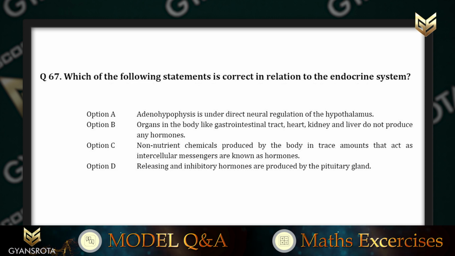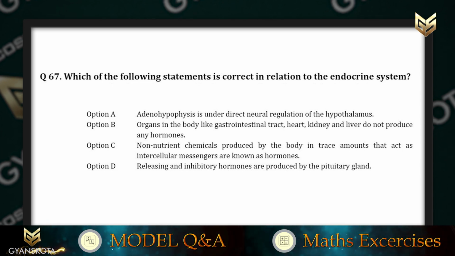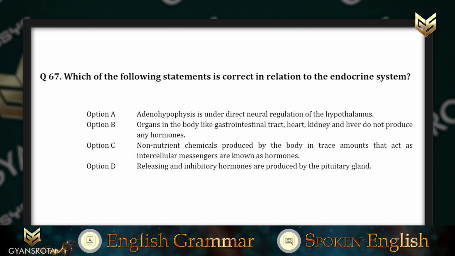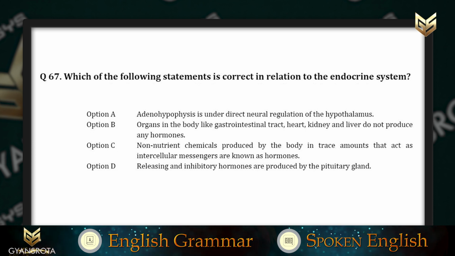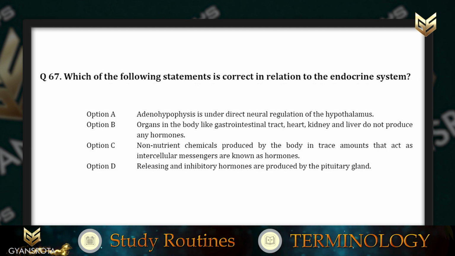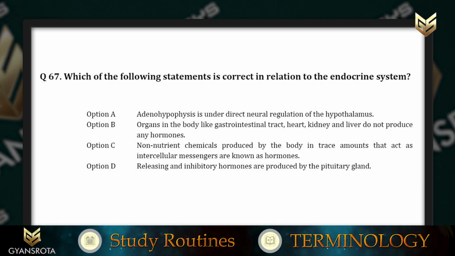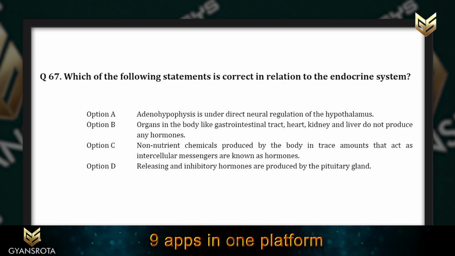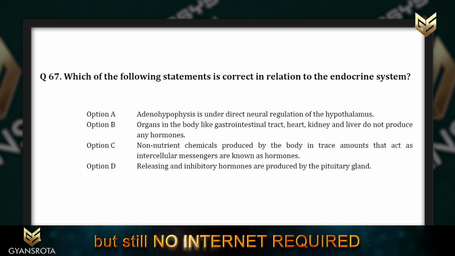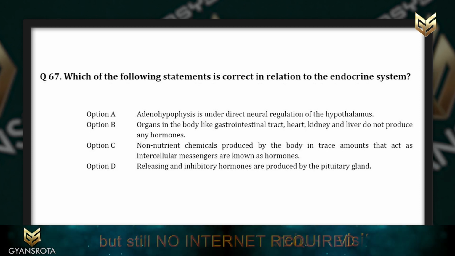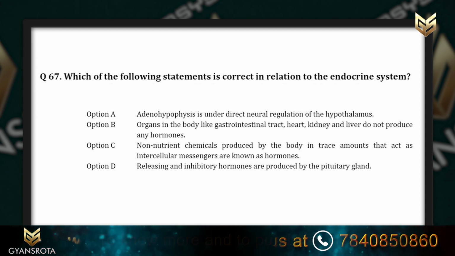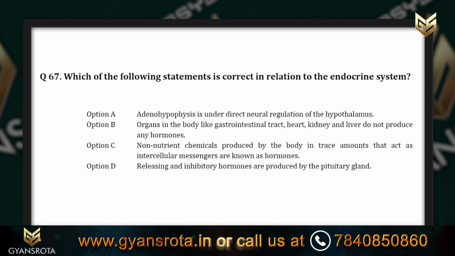Which of the following statements is correct in relation to the endocrine system? Option number A, adenohypophysis is under direct neural regulation of the hypothalamus. Option number B, organs in the body like gastrointestinal tract, heart, kidney and liver do not produce any hormones. Option number C, non-nutrient chemicals produced by the body in trace amount that act as intercellular messengers are known as hormones. Option number D, releasing and inhibitory hormones are produced by the pituitary glands.